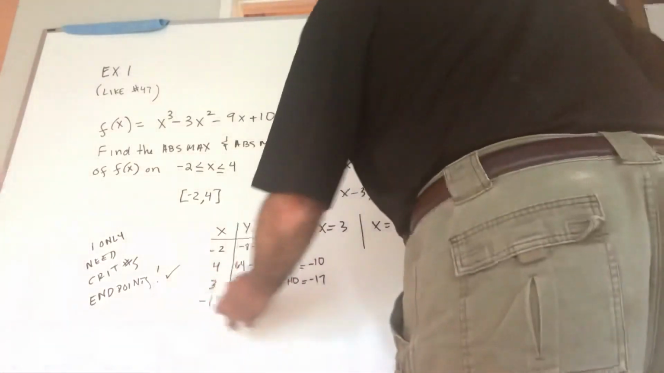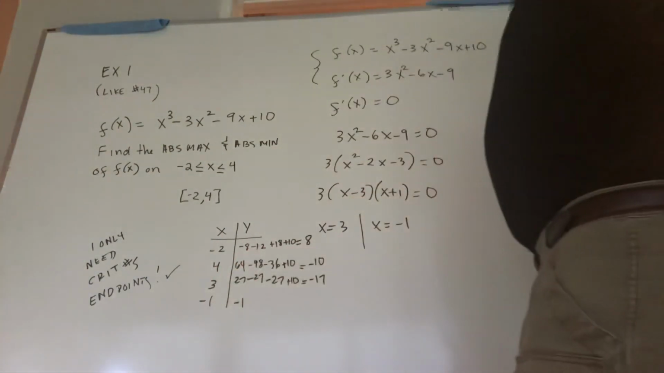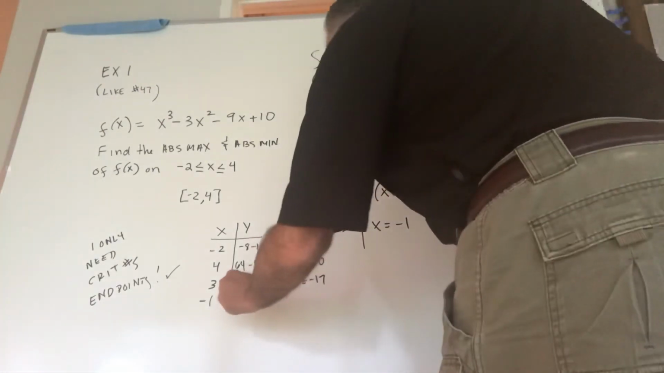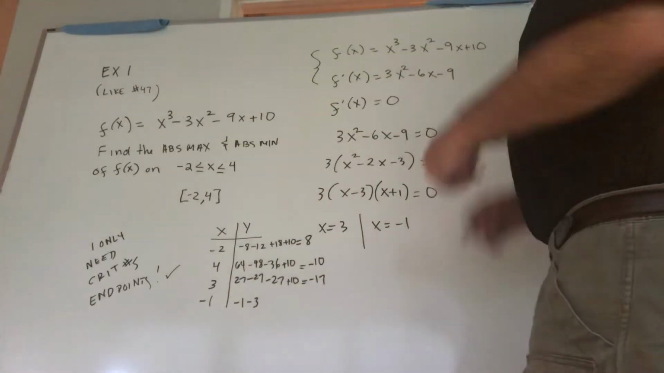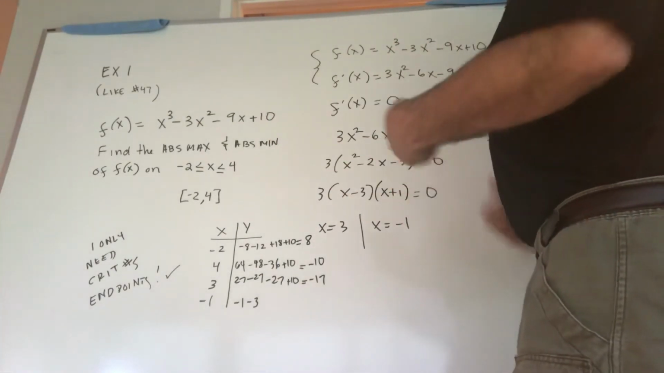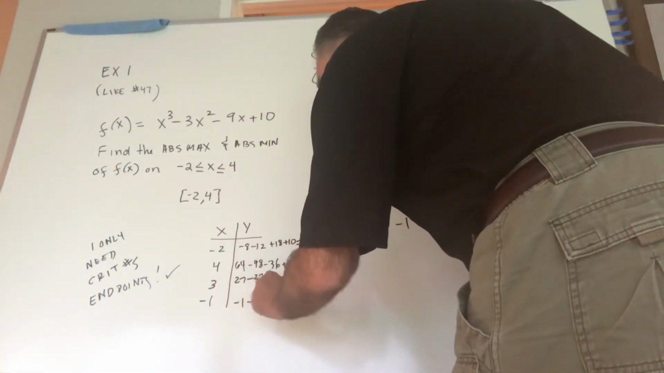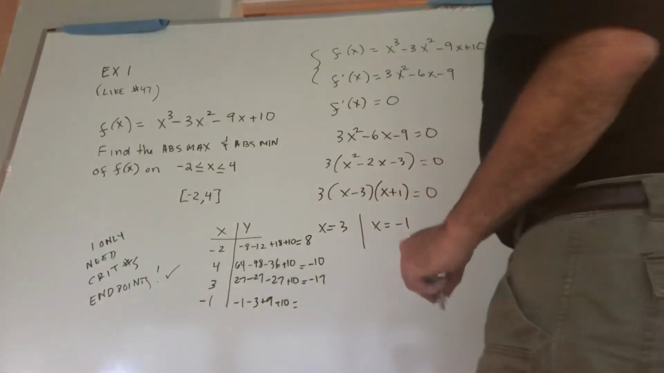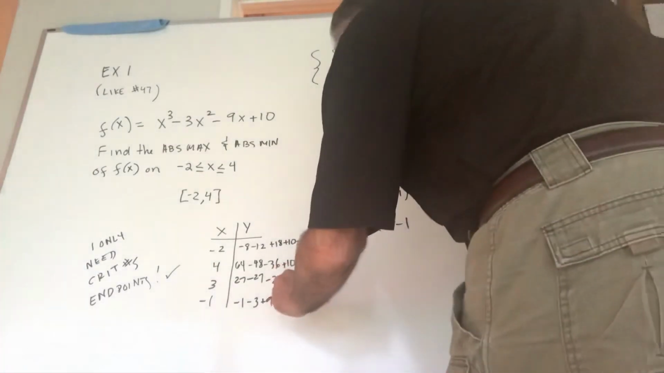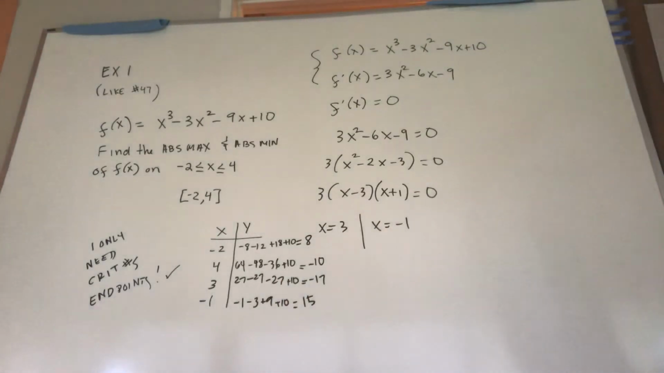And then the last one, negative 1. Just be careful with the negative signs. Negative 1 cubed is negative 1. Negative 1 squared is positive 1, times negative 3 is negative 3. Negative 9 times negative 1 is positive 9. Then positive 10. That gives 15. Is that right? I think that's right.